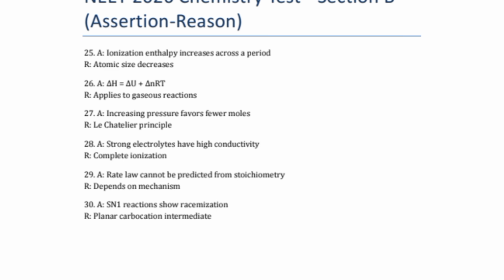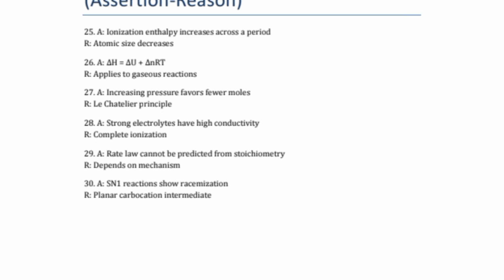Ionization enthalpy increases across a period, atomic size decreases. Yes, both assertion and reason are true. Why? Because as we move from left to right in the periodic table, atomic size decreases. If atomic size decreases, then a greater amount of energy is required to remove the electron due to the increasing Z effective. Z effective greater means ionization enthalpy is also greater. Right?